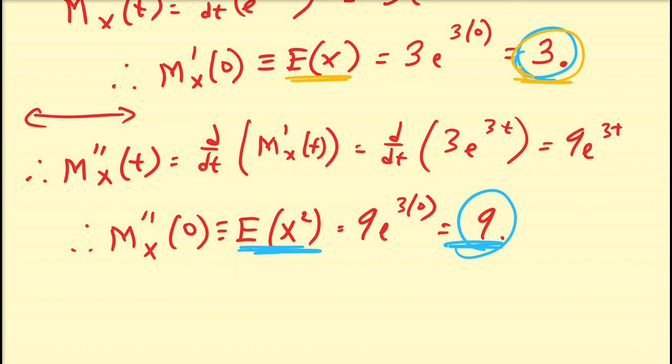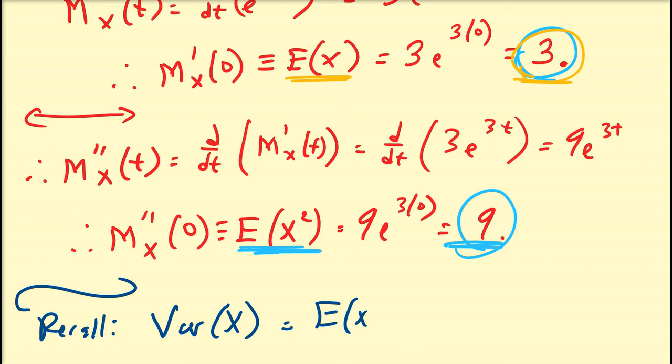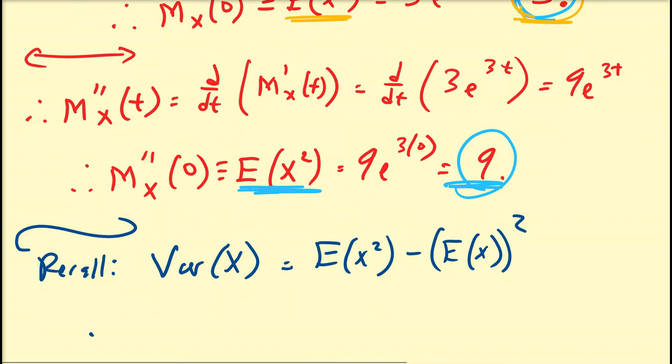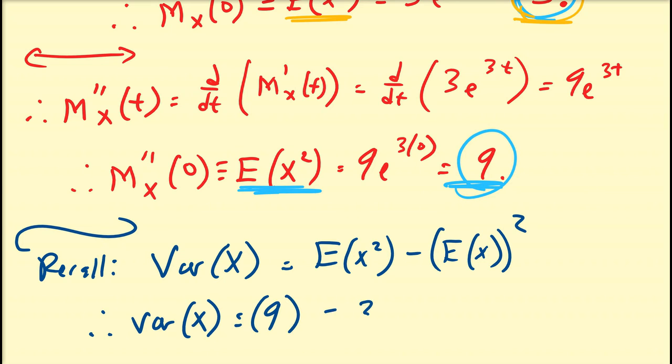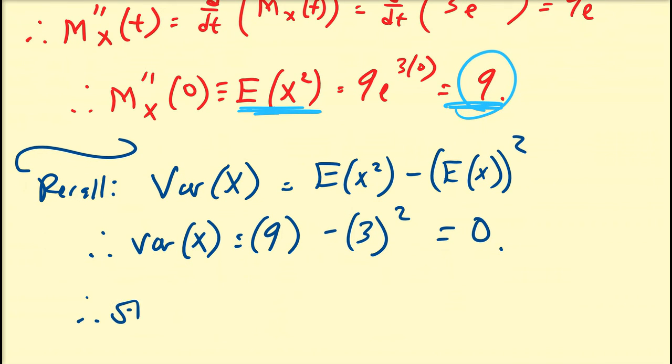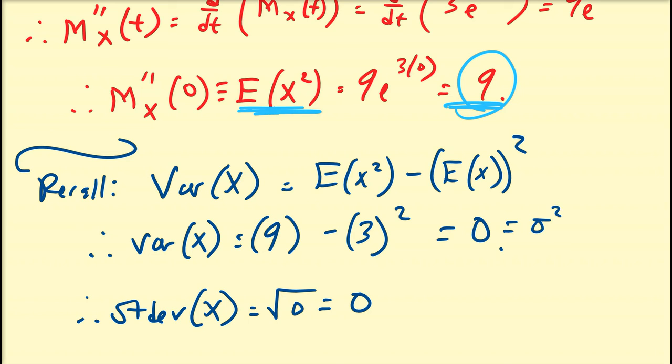So from these two things, what can we actually generate? Well, recall that the variance of a random variable is equal to the second moment of the random variable minus the square of its first moment. So the variance of this random variable is going to be equal to 9 minus the first moment squared, which is equal to 0. That means the standard deviation of x is going to be the square root of 0, which is equal to 0. And sometimes we denote the variance as sigma squared of x, and we refer to the standard deviation and notate it as sigma of x.